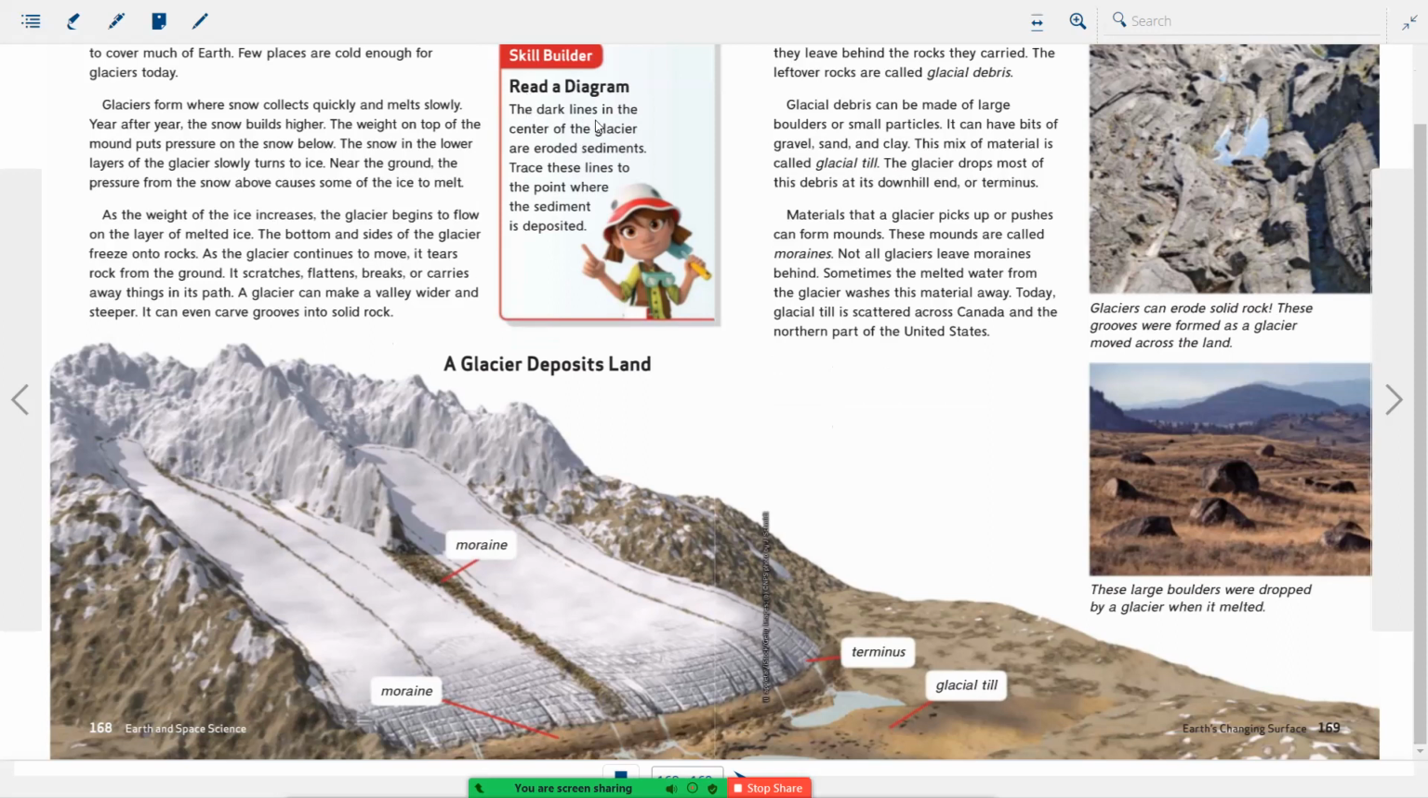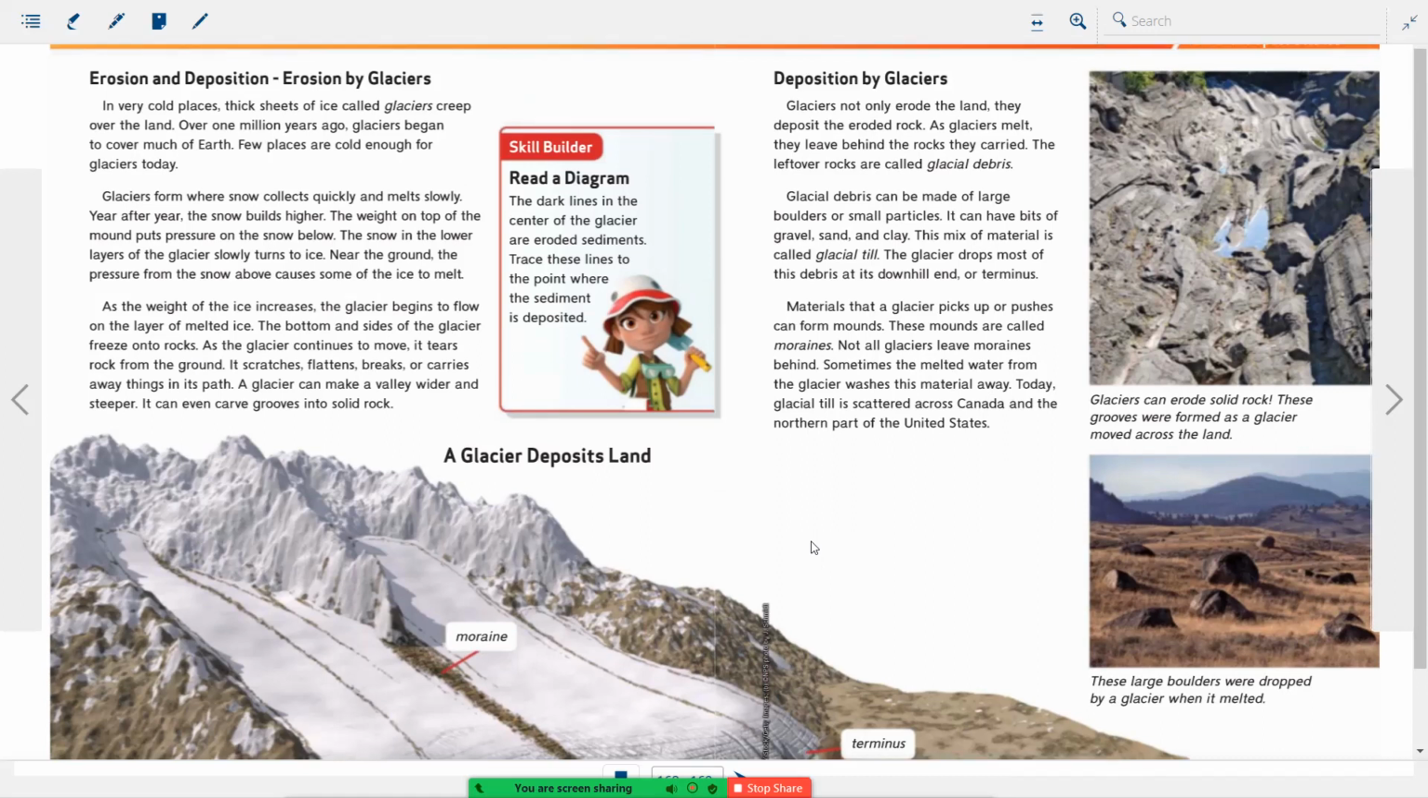Read the diagram. The dark lines in the center of the glacier are eroded sediments. Trace the lines to the point where the sediment is deposited. So over here, you can see that it's slowly moving down. And at the bottom is where you're going to see that sediment, where it gets dropped off.